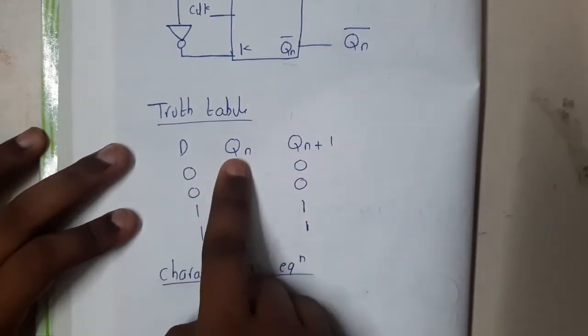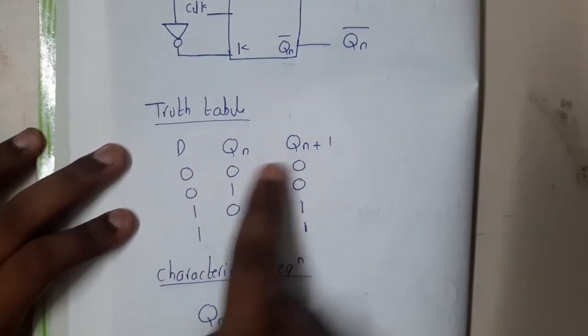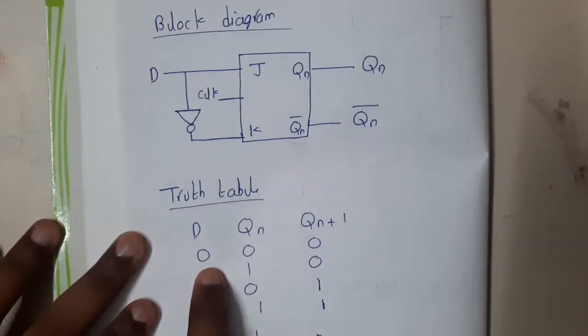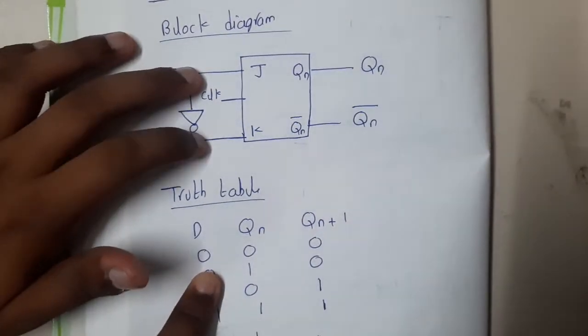So here D, Qn and Qn plus 1. So 0, 0, 0, 1, 1, 0, 1, 1. Whenever D equal to 0 means J is 0 and K is 1.